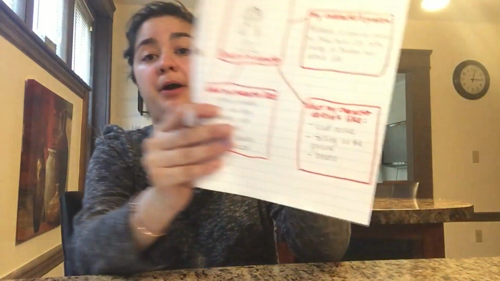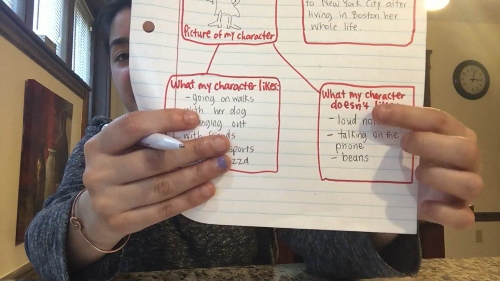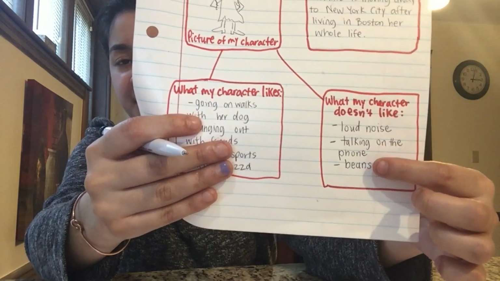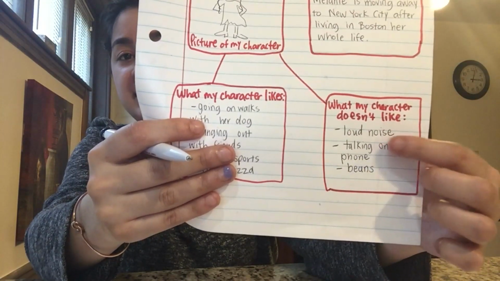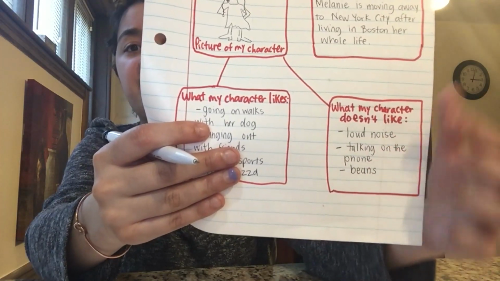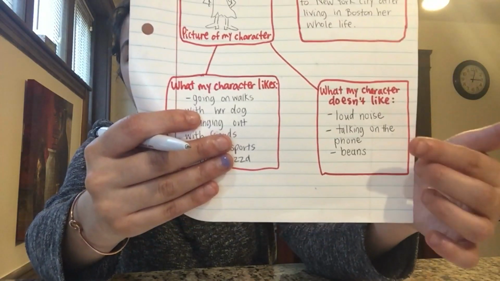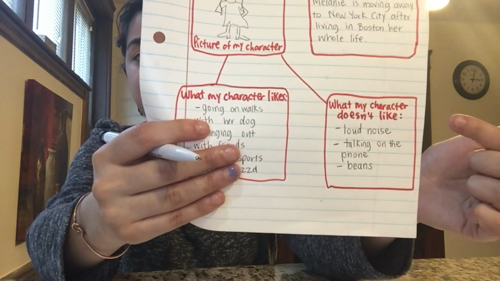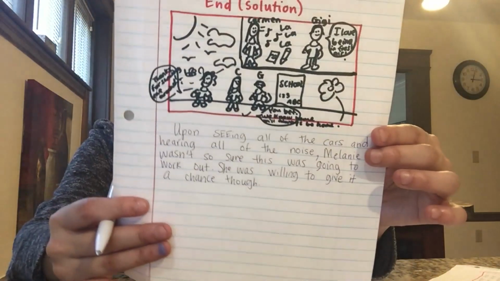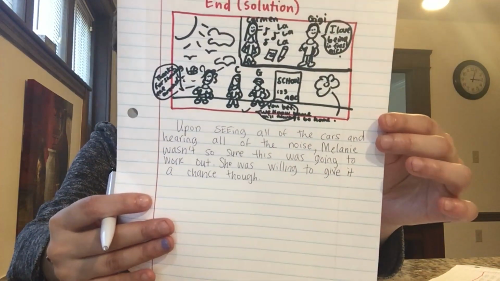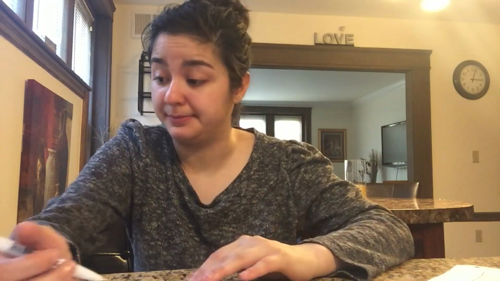Now, remember, when I wrote about what my character didn't like, and I already spoke about the beans, so now I'm including the loud noise. You don't have to include everything you wrote about, but I'm just including 2 for details. So she doesn't like loud noise, and that's where I wrote in my first sentence, seeing all the cars and hearing all of the noise, because there's a lot of that in New York. More than in Boston. Okay. She was willing to give it a chance, though.